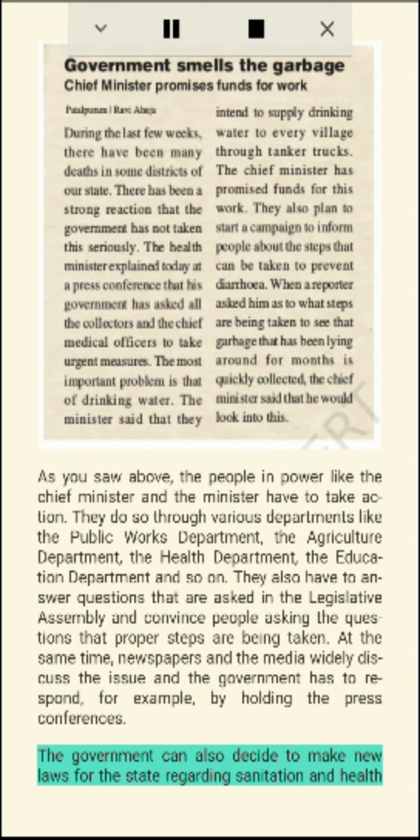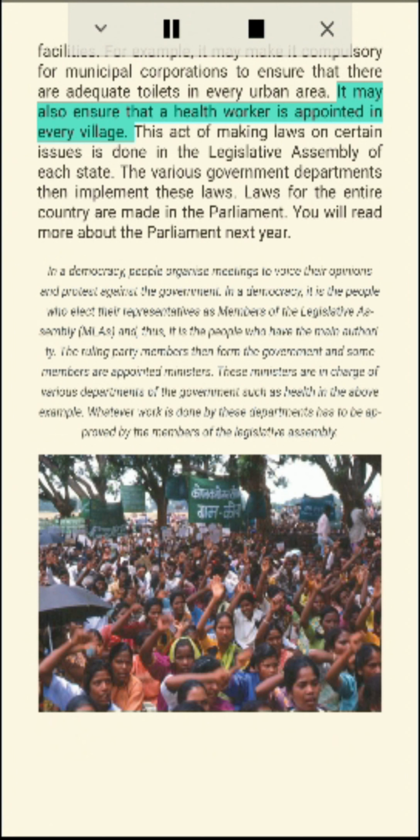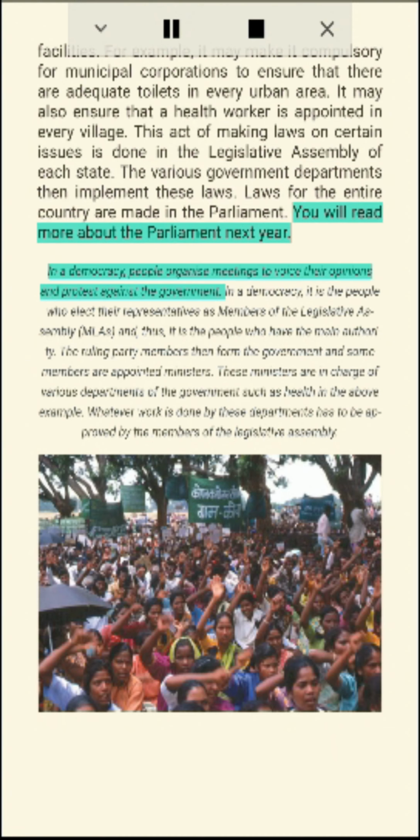The government can also decide to make new laws for the state regarding sanitation and health facilities. For example, it may make it compulsory for municipal corporations to ensure that there are adequate toilets in every urban area. It may also ensure that a health worker is appointed in every village. This act of making laws on certain issues is done in the Legislative Assembly of each state. The various government departments then implement these laws. Laws for the entire country are made in the Parliament. You will read more about the Parliament next year.